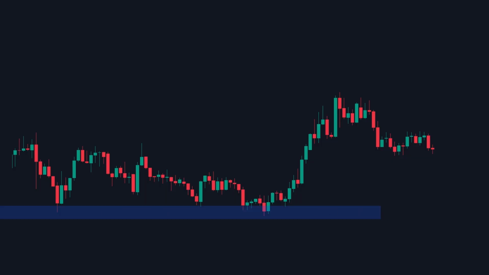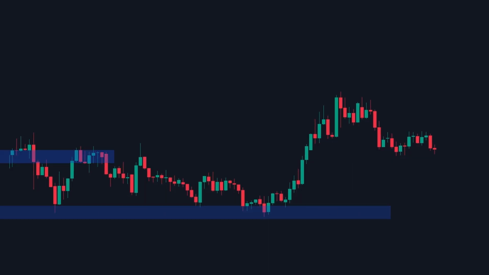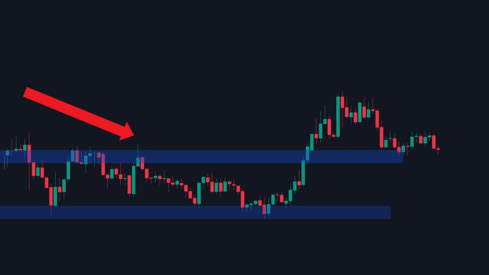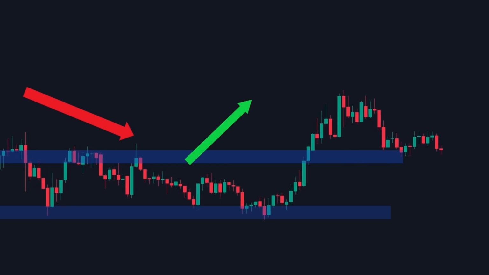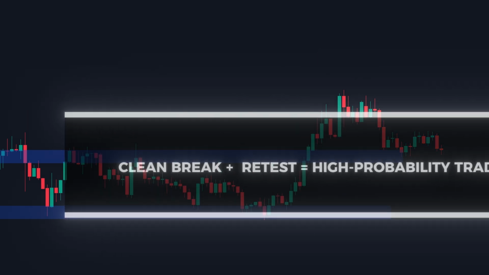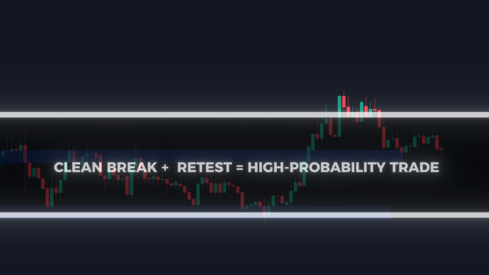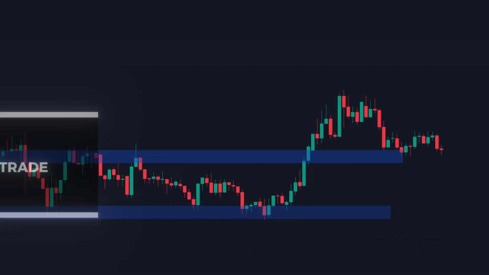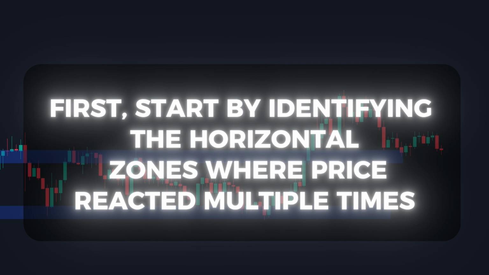Look at this type of break and retest setup. You'll see price respecting key levels over and over again before finally breaking through. Notice how it reacts around these zones, giving you clear clues about where buyers and sellers are stepping in. This is a textbook example of how a clean break, followed by a retest, can set up a high probability trade.